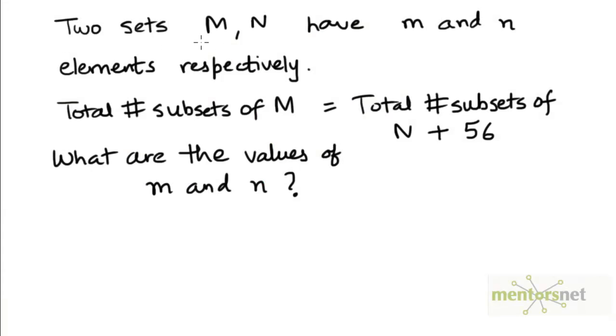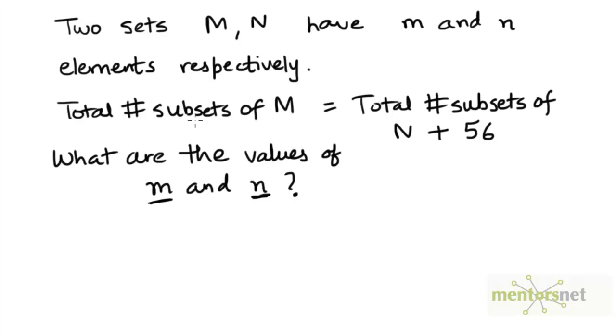Suppose we are given two sets m and n that have small m and small n elements respectively. We are also given that the total number of subsets of the set m is 56 more than the total number of subsets of the other set n. So what are the values of small m and small n? Or how many elements are there in the two sets m and n?